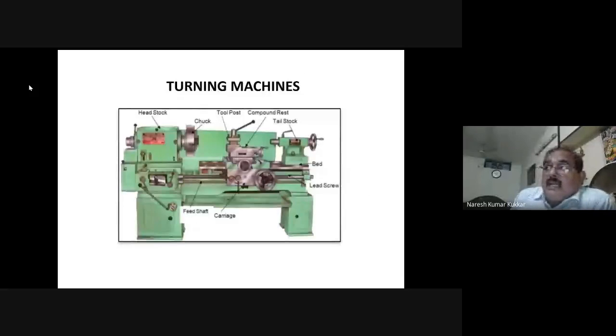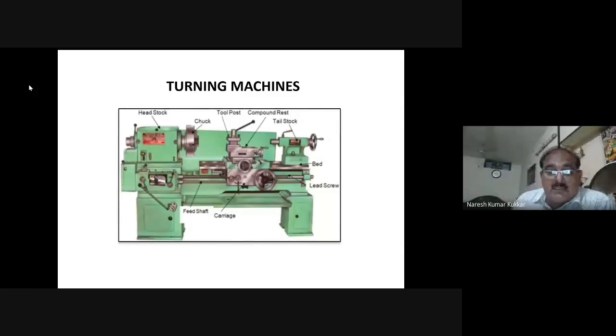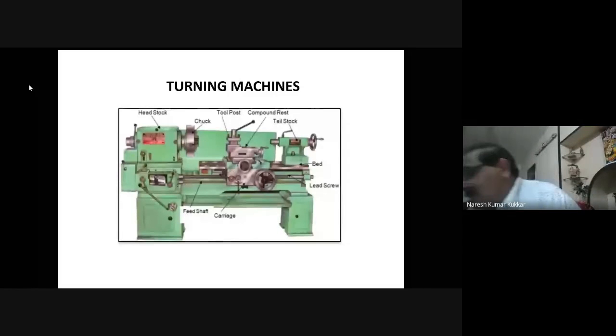Many of you are from a mechanical background, and I think this chapter we have covered in workshop technology. There was one book by the name of Workshop Technology. The same chapter we are discussing here again.